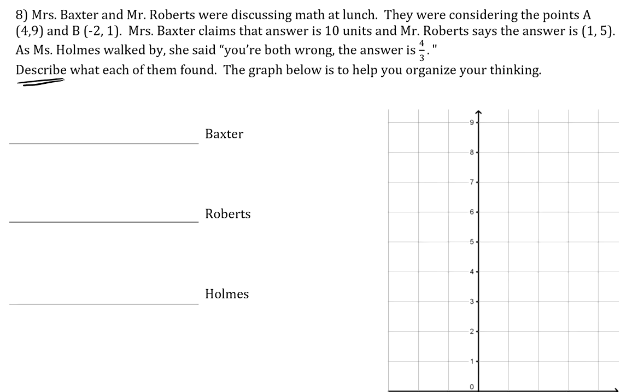The graph below is to help you organize your thinking. So let's go ahead and plot these 2 points. One of them is at (4, 9), so I'll plot a dot at x is 4, y is 9. That's way up here. And the other point is at (1, 5), so I'll go over 1 and then up 5. Oh no, no, no. That's what Mr. Roberts said. The other point was at (-2, 1).